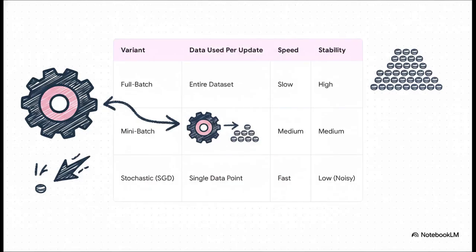Now, this process comes with a really critical trade-off. We could use the entire dataset to calculate our next step. That's super stable, but oh my god, it is incredibly slow. Or we could go to the other extreme and use just one single data point at a time. That's called stochastic gradient descent, or SGD. It's way faster, but it can be really noisy and jump all over the place. So the modern compromise, the one most people use, is called mini-batch. It gives us a nice balance between speed and stability.